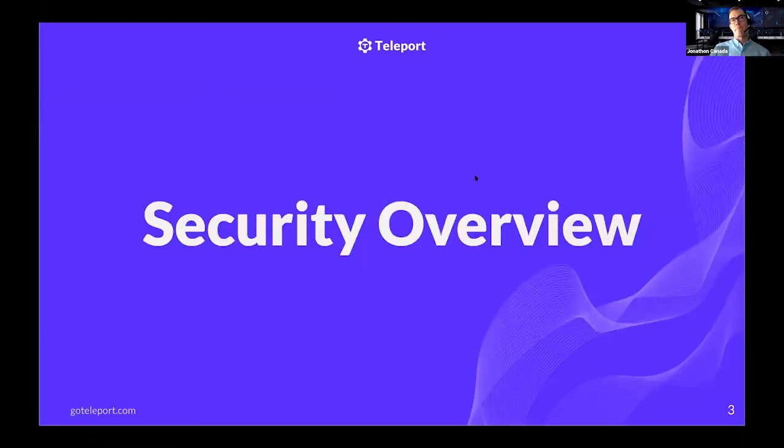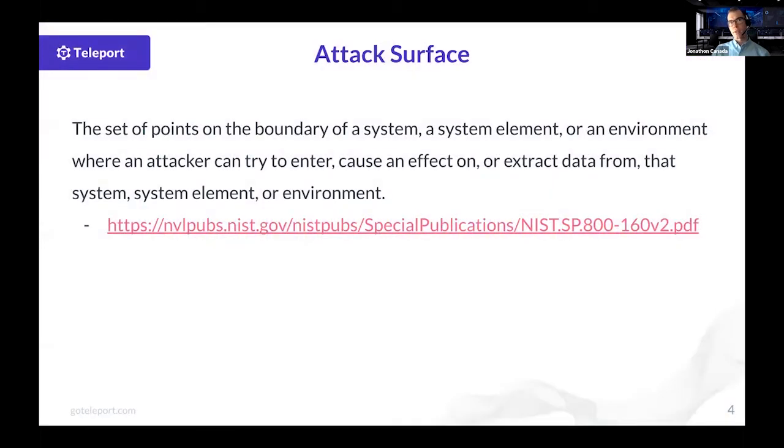In this section, I'm going to define a few key security concepts so that we have a common set of definitions to work from. Attack surface is the first definition. According to NIST, an attack surface is the set of points on the boundary of a system element or an environment where an attacker can try to enter, cause an effect on, or extract data from that system element or environment. In other words, an attack surface describes all the potential vectors for exploitation.